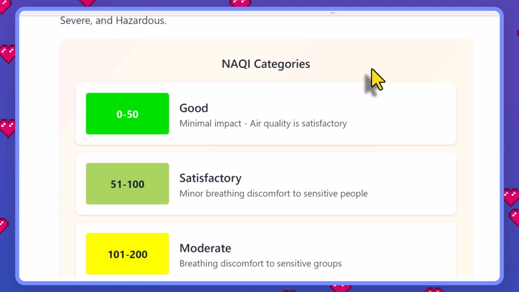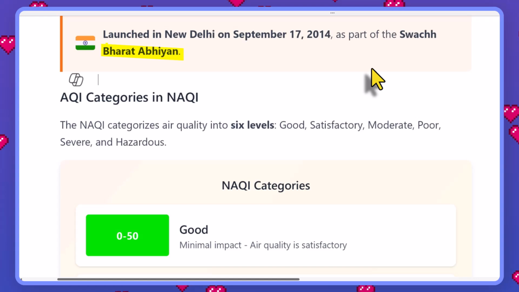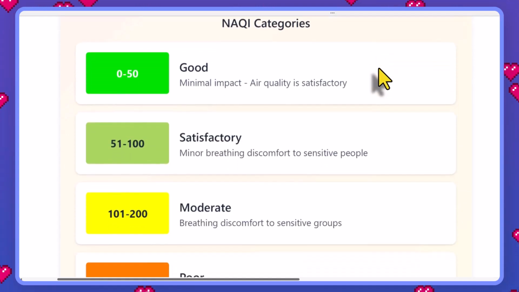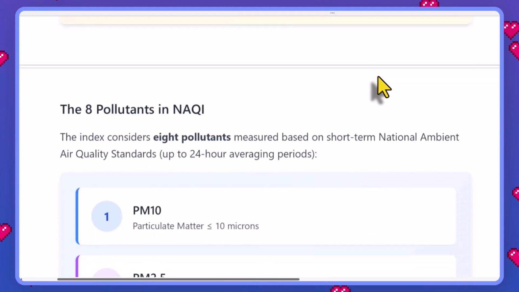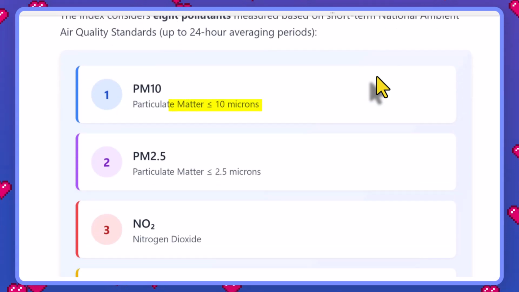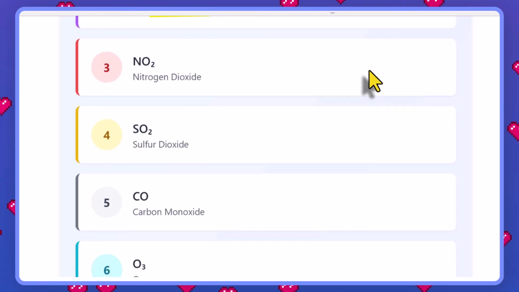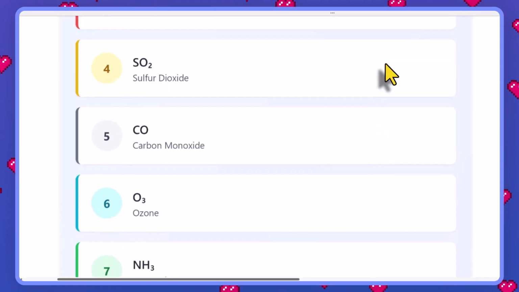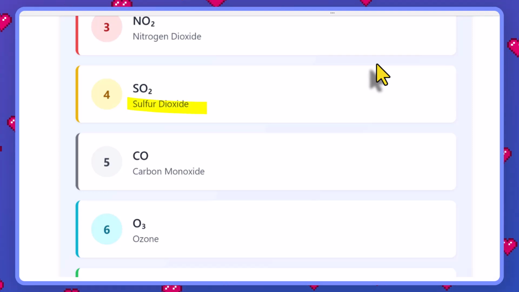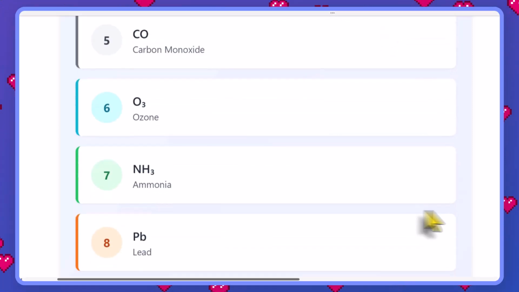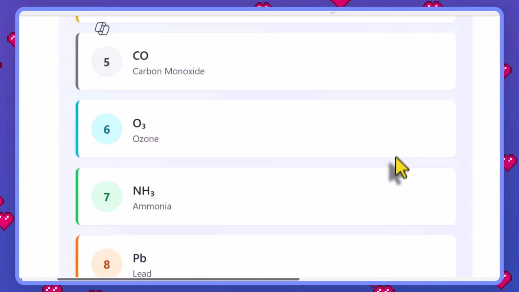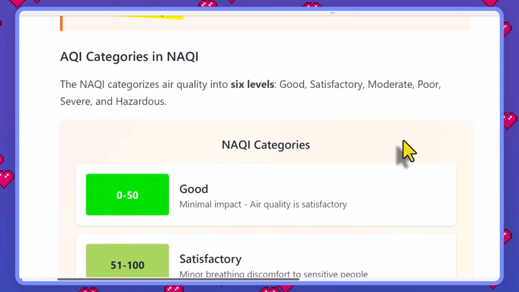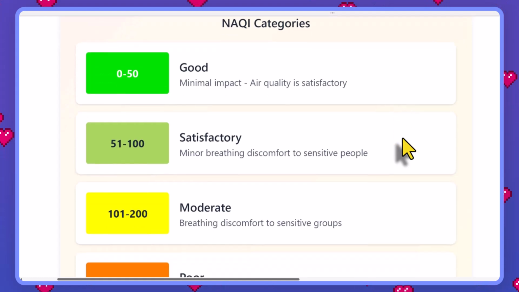The Indian NAQI considers 8 pollutants measured over short-term averaging periods of up to 24 hours in accordance with National Ambient Air Quality Standards. These pollutants include PM10, PM2.5, nitrogen dioxide, sulfur dioxide, carbon monoxide, ozone, ammonia, and lead. You should specifically remember that sulfur dioxide pollutants are included in India's Air Quality Index, as this detail has been asked in exams. By tracking these pollutants, the NAQI provides a comprehensive picture of air quality and helps guide public health advisories and policy decisions.